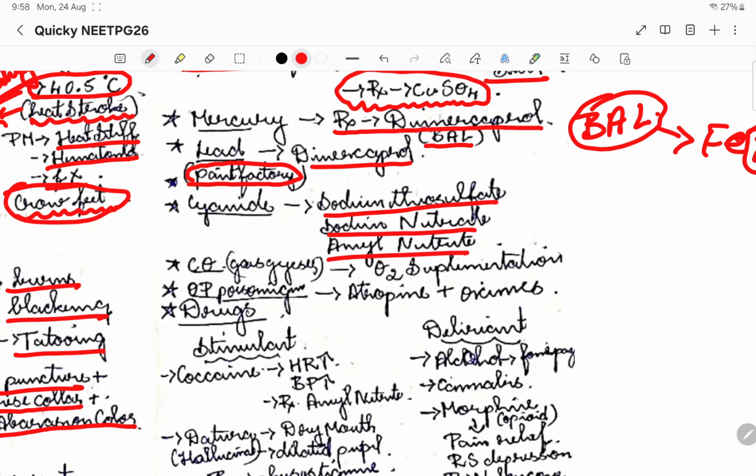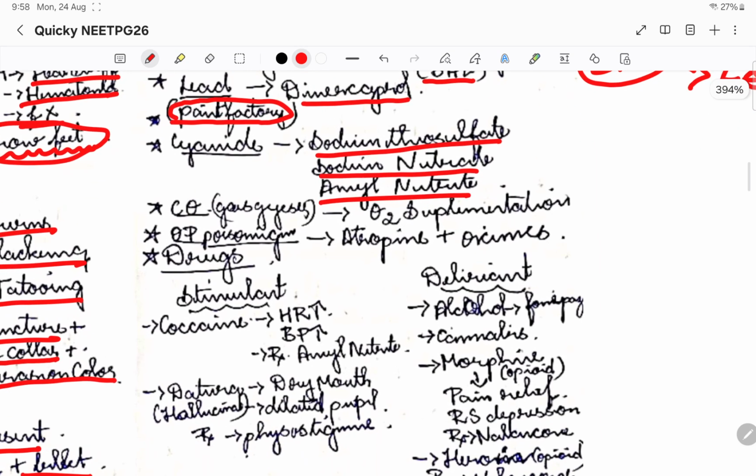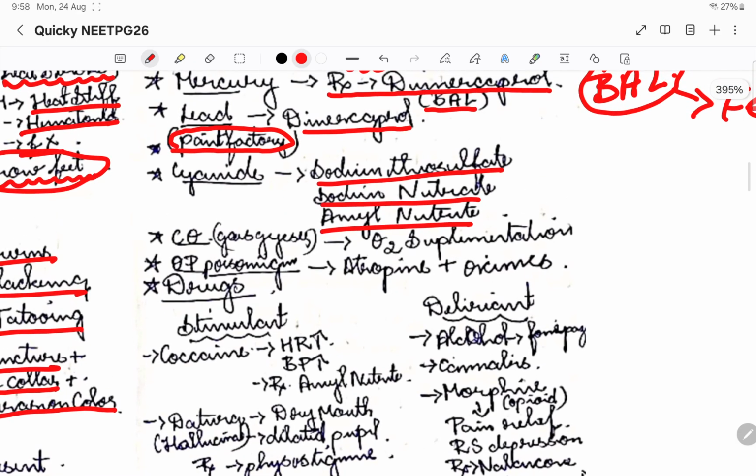Amyl nitrate, not anymore, but please remember the name. Okay, sodium thiosulfate and sodium nitrate. Then coming to carbon monoxide poisoning, this can be seen in gas geyser users.